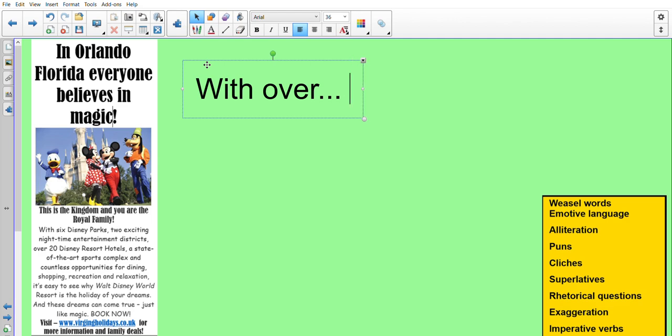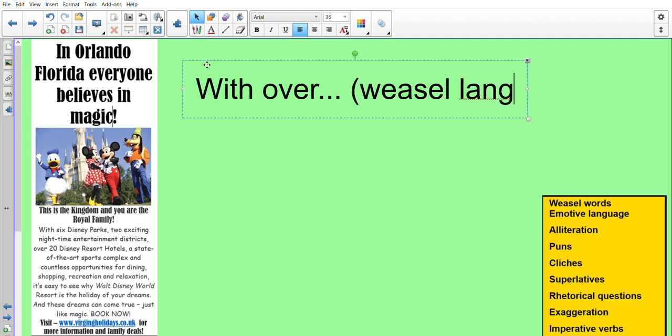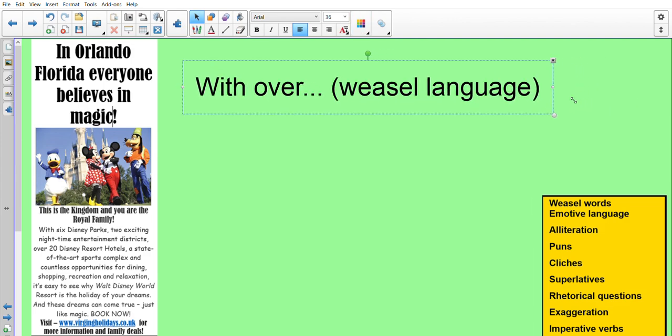I'd say that's weasel language again, because it's very vague, isn't it? It's not being precise at all. "With over" is very vague, isn't it? It's not really saying how much.